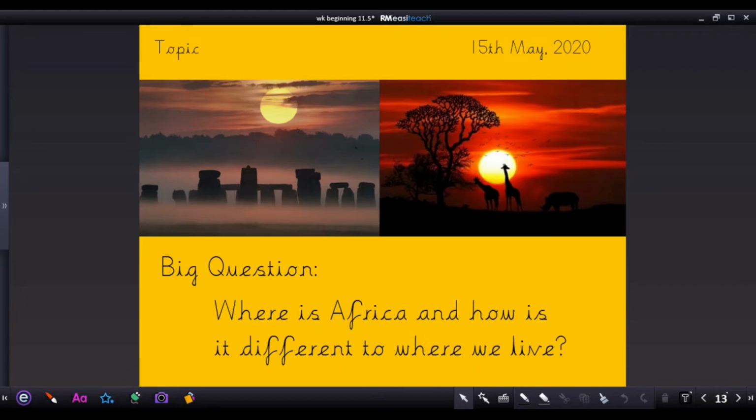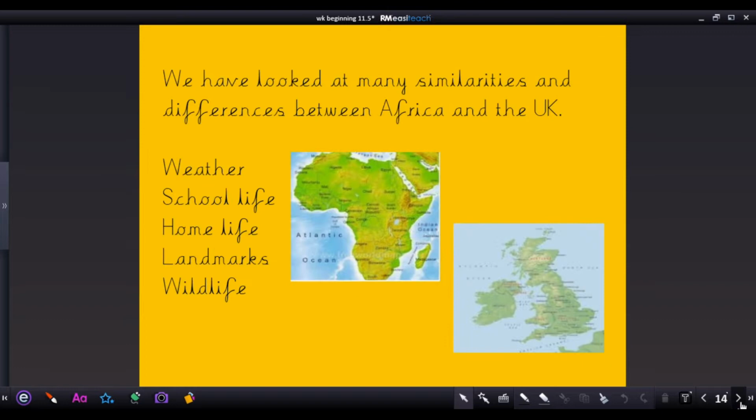Everyone, it's Friday and today is my favourite learning activity at the end of every big question. Our big question today is, where is Africa and how is it different to where we live? We've been looking at that for the last 2 weeks. We've found Africa on a map, we've learned loads of different things about it, and today is the day where we get to share what we've learned.